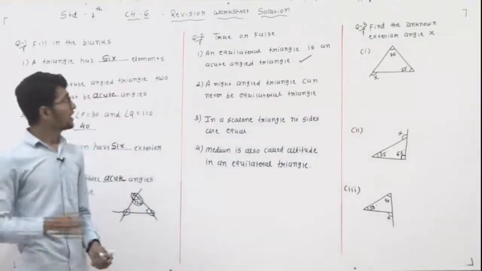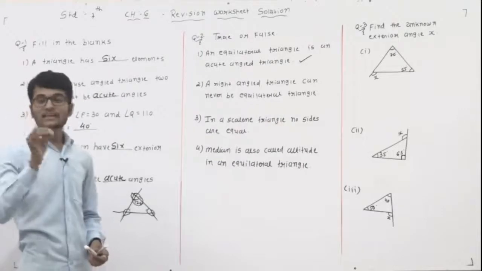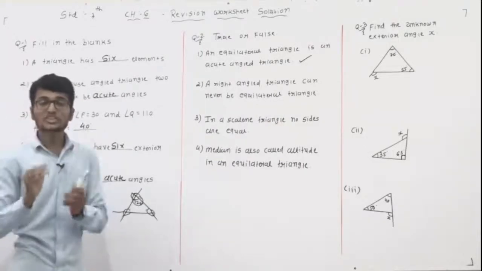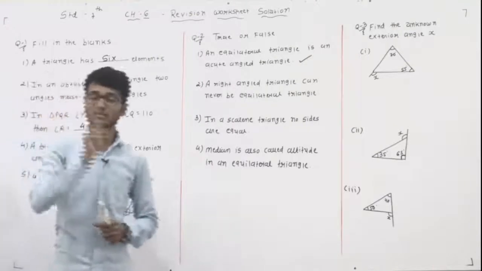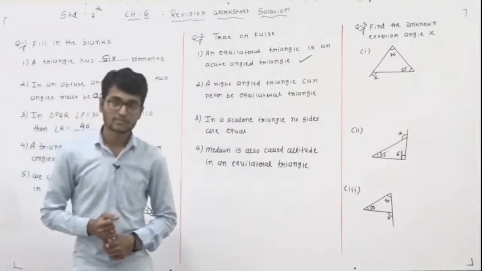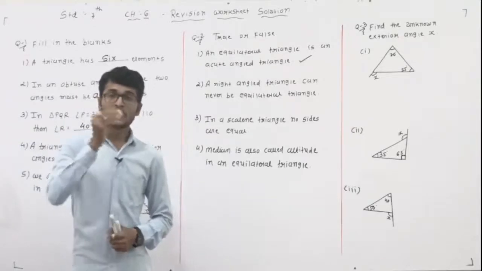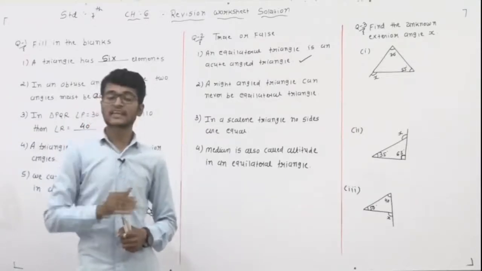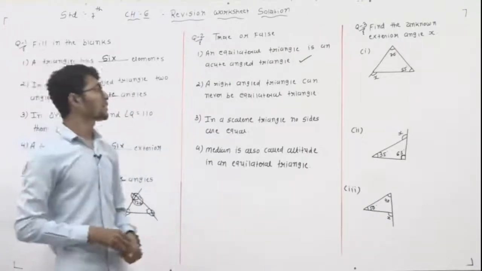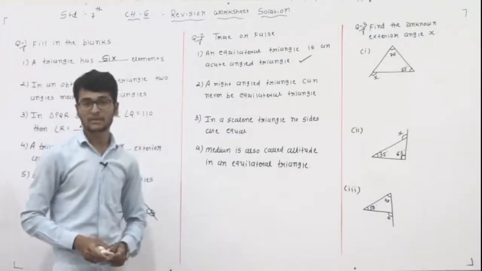In an equilateral triangle, all the angles are acute angles: 60, 60, 60. This is the equilateral triangle because all the angles are the same. Now 60, 60, 60 is less than 90 degrees, and less than 90 degrees is called an acute angle. So acute angle triangle, this means the statement is right.